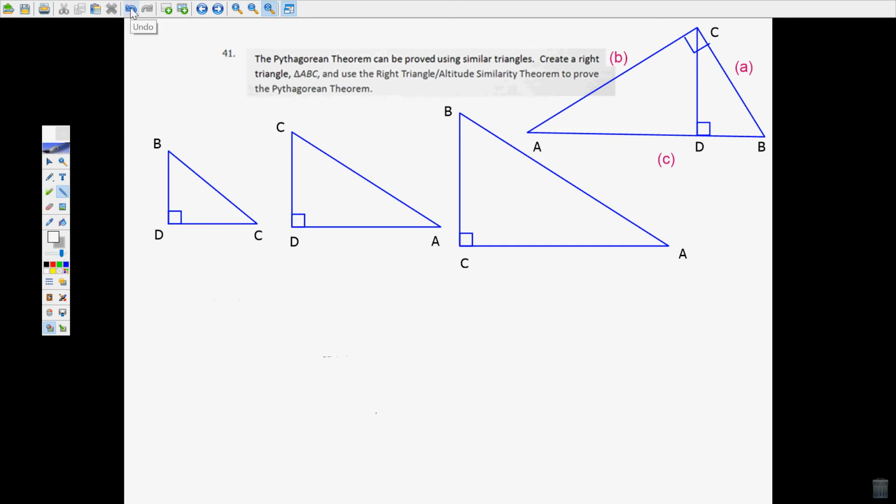So the first thing I want to do is draw triangle ABC. That's what I did up here in the corner. This is triangle ABC with right angle C, and I constructed the altitude CD to hypotenuse AB.